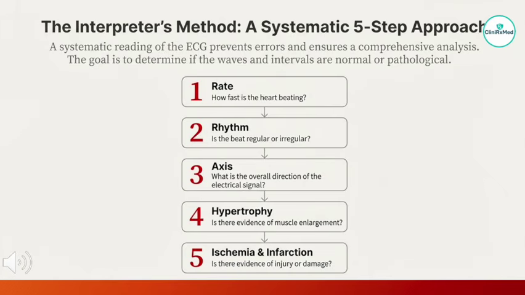Step 5. Ischemia and infarction. Finally, we look for signs of immediate danger, injury, or damage. By looking at the ST segments and T waves, we can determine if the heart muscle is being deprived of oxygen or if an active heart attack is occurring. By following these steps in order every single time, you ensure that no detail, however small, is overlooked.